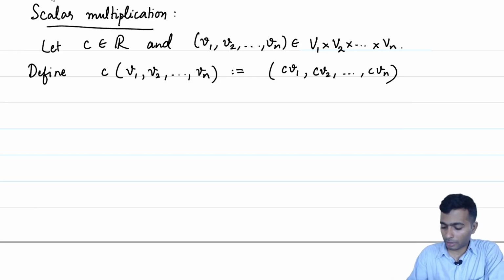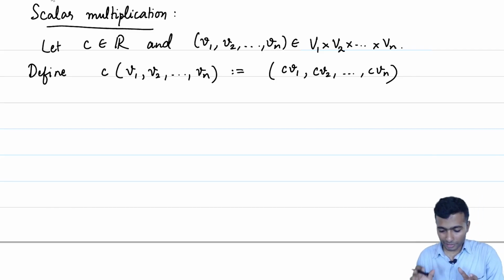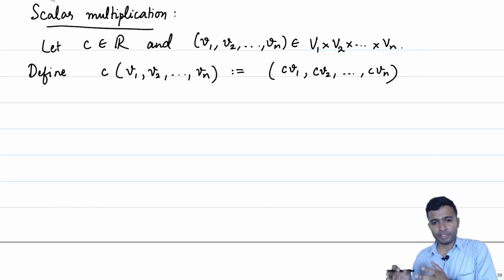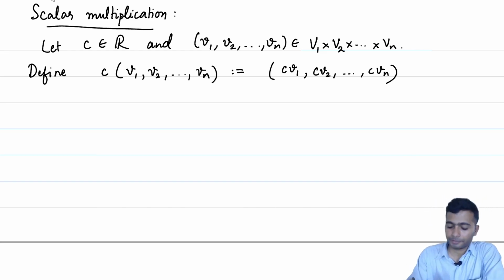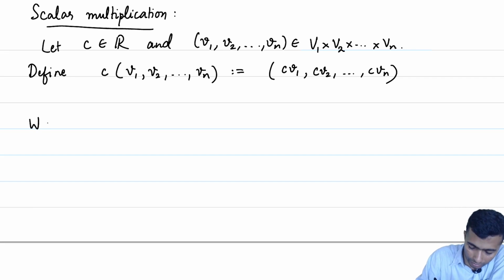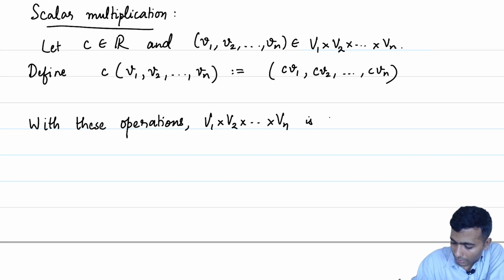And again, a similar argument as above tells us that this operation is closed, or to make it precise, V1 cross V2 up to Vn is closed under the scalar multiplication which we have just defined. Okay, with these operations, V1 cross V2 cross up to Vn is a vector space.